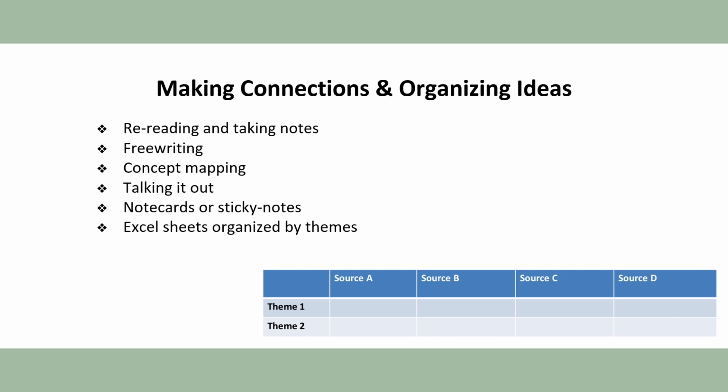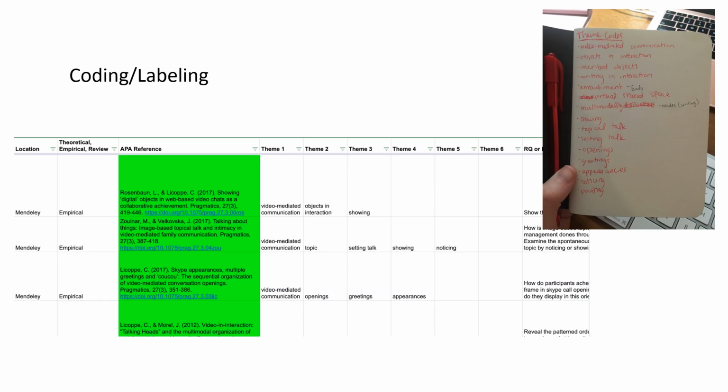So I'll now share some examples of strategies for making connections and organizing ideas that some of our fellows use. You can try coding and labeling your sources or notes. For example, this is when I was working on a literature review, and you'll see in green are the sources that I was working with.